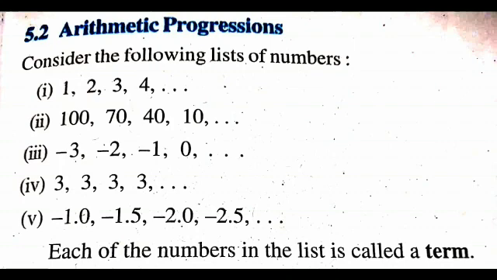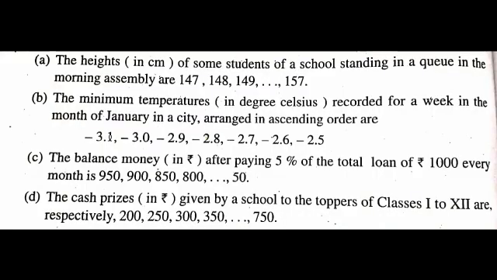In the fifth, each term is obtained by adding minus 0.5 to it or subtracting 0.5 from the term preceding it. Let us consider some more examples. In A, we have the heights in centimeters of some students of a school standing in a queue in the morning assembly, and this is 147, 148, 149, and so on.